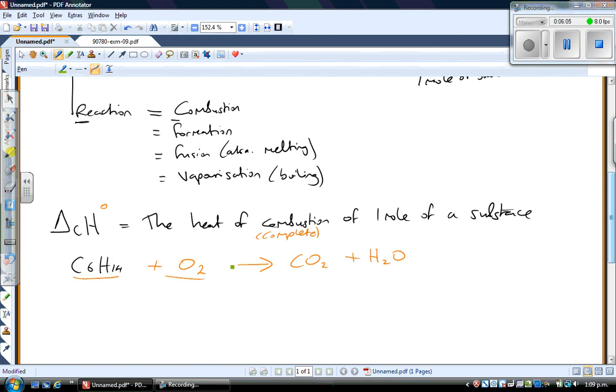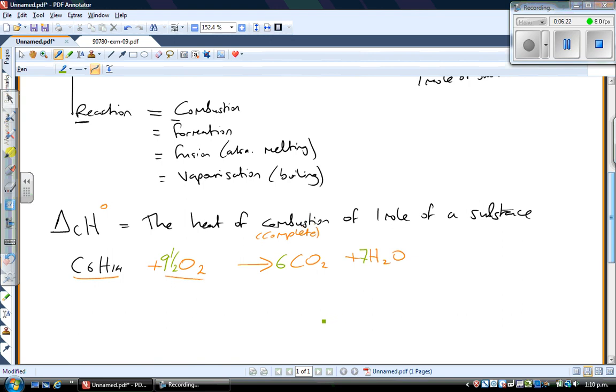So if we take a look at our carbons, we need 6, so we put a 6 here, and then with our hydrogens we need 14, so we put a 7 there, and that gives us a total of 19 oxygens. So if we put a 9.5 here, then that should even up our oxygens, and that's our balanced equation.